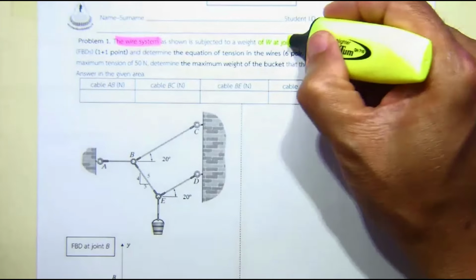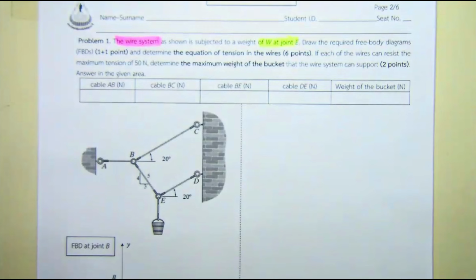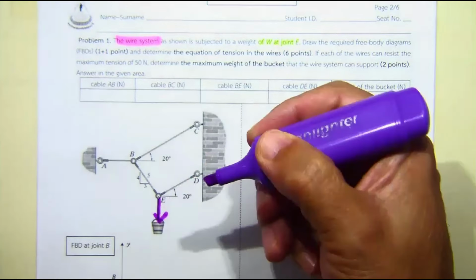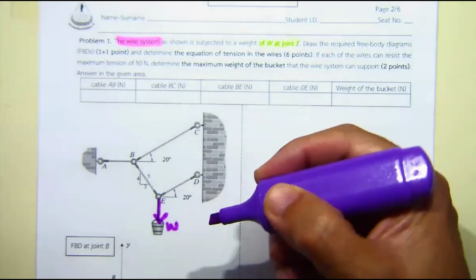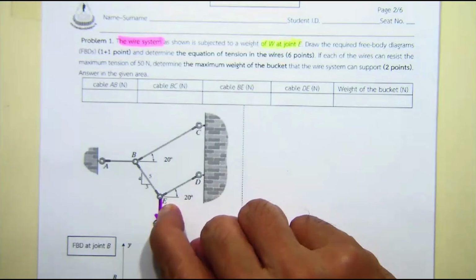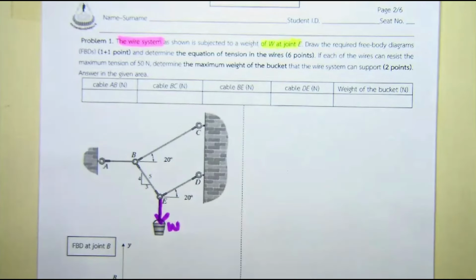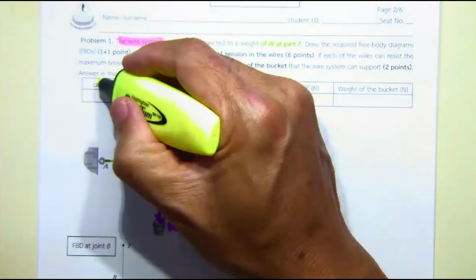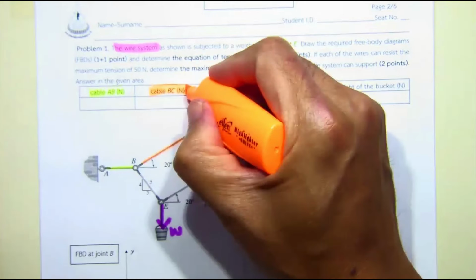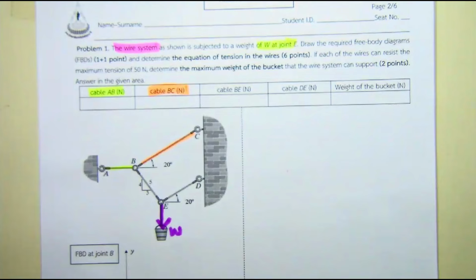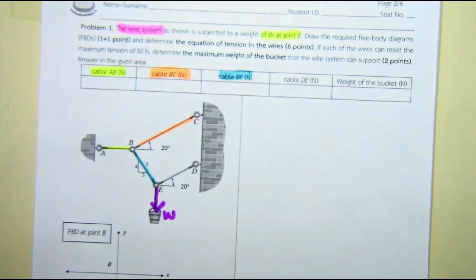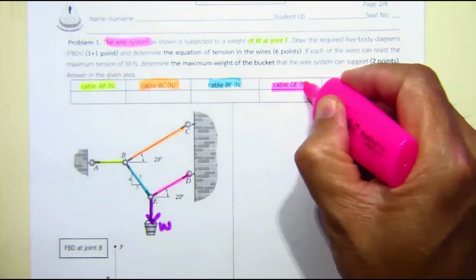By putting this one in this manner, it indicates that W could be on point E, like this one. That means we are interested in this cable. They are going to ask you to determine the force in cable AB, the first one, and BC, the second one. This one is going to be BE, and then another one over here is also BE. Putting the color is going to help.